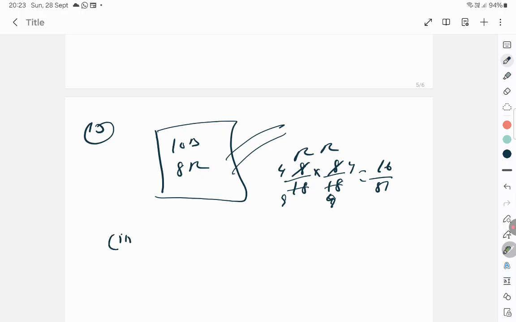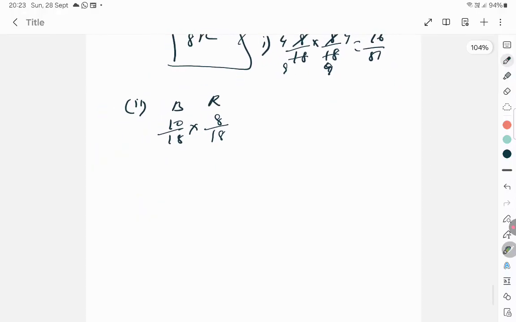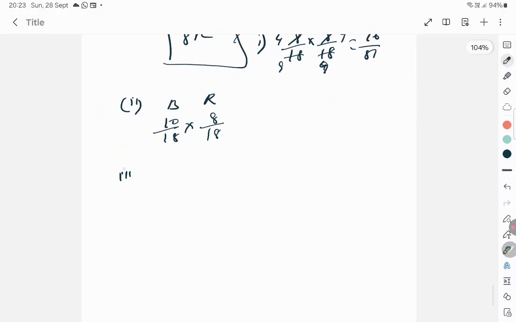Next is the second subdivision. First ball is black, second ball is red, and again it's done with replacement, so no reduction. First ball is black means 10 out of 18. Next ball is red, and you are replacing it also, so it's 8 out of 18. Just multiply this, write the answer and check your book's back answer. Let's go to the third subdivision.